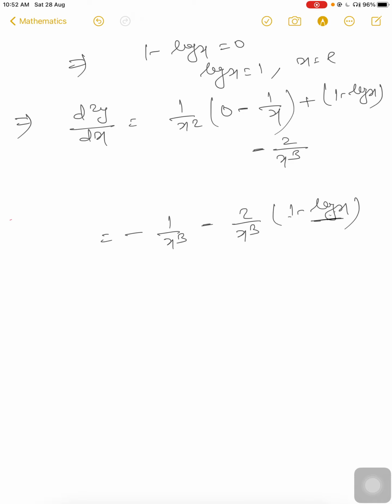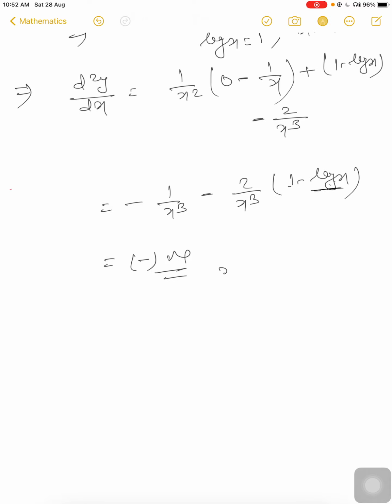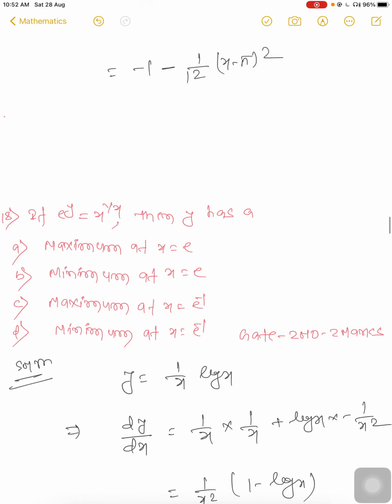Here x is equal to e, this one will be log e is 1, 1 minus 1 is 0, it will be 0, and here you will get the negative. Negative indicates that at x is equal to e, it will be the maximum value. If negative sign is coming, that's why it will be the maximum value. So negative sign, therefore y has a maximum value at x is equal to e. Y has maximum at x is equal to e. Option A will be the right answer.